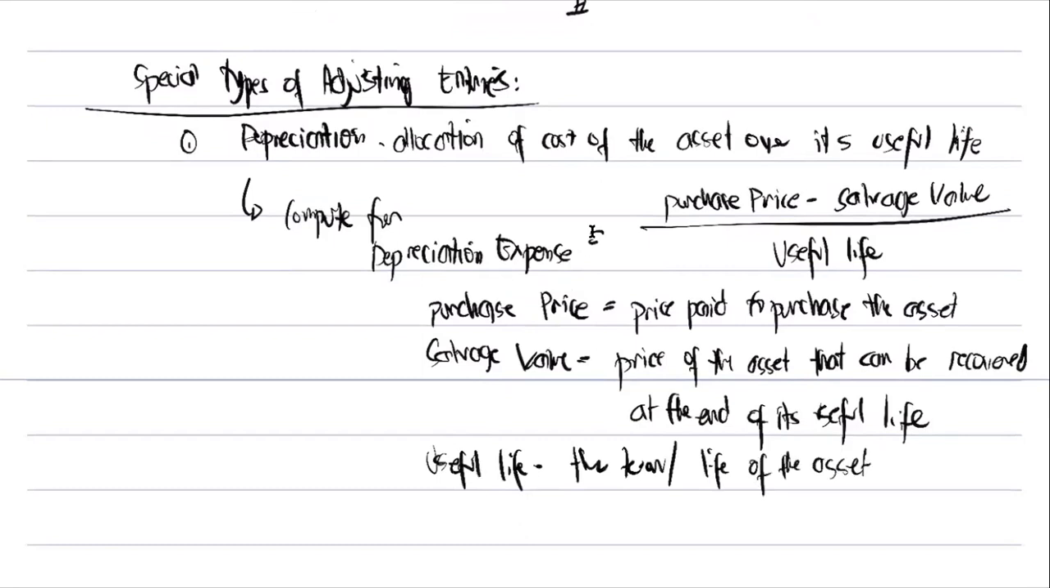Okay. So again, depreciation is the allocation of the cost of the asset over its useful life. So to compute for your depreciation expense, it is equal to your purchase price less the salvage value over your useful life. And take note, guys, that depreciation is applicable only for depreciable asset.